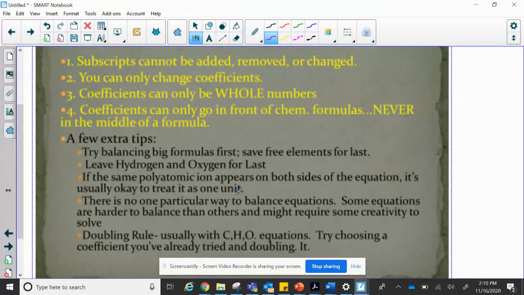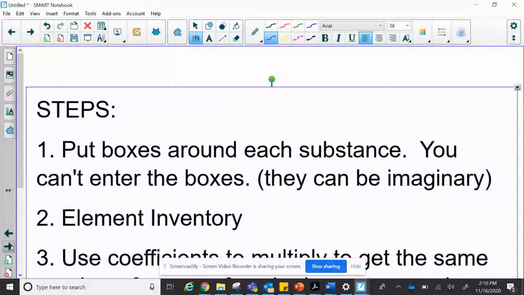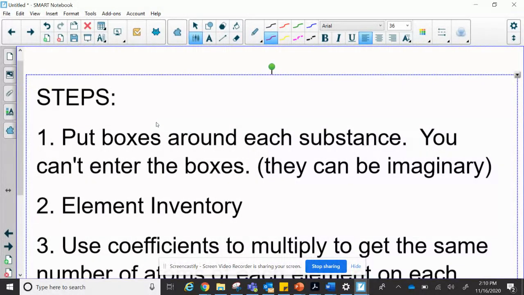There's no particular way to balance equations. Some equations are harder to balance, and some might require some creativity to solve, and some might frustrate you to no end. But they all can be balanced, unless you've made a mistake writing your formulas, which we'll get to later. There's something called the doubling rule I'll talk to you guys about. Usually in an equation with C, H, and O, you try choosing a coefficient you've already tried and doubling it, but we'll get to that. So there are a few steps I recommend.